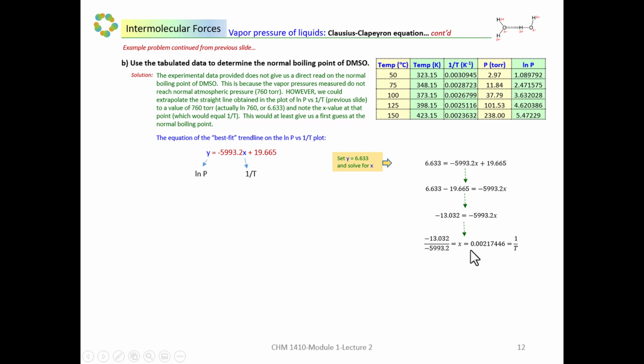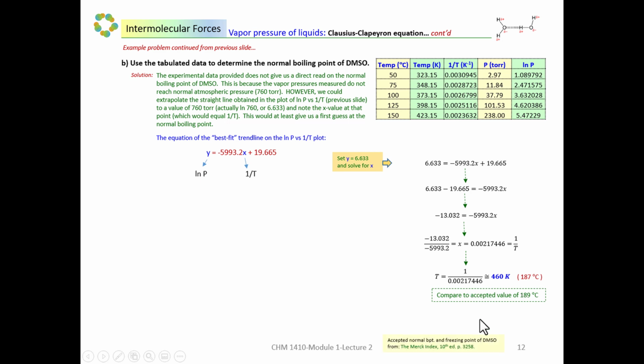You have to remember that that's not the temperature, that's 1 over the absolute temperature. So if the 1 over the absolute temperature is this number, what we need to do is take the reciprocal of the number to get T, and T turns out to be 460 K, or 187 degrees C, and we can compare that to the accepted boiling point of DMSO, or 189 degrees C.